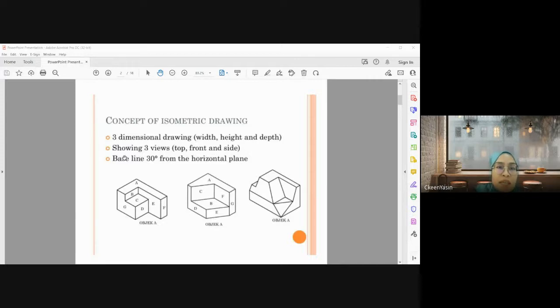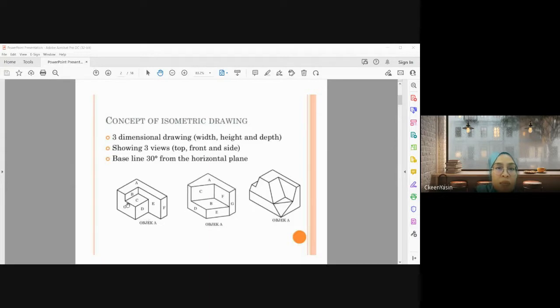The second concept is that it shows three views: top, front, and side. And this is a very important thing: basically the line is 30 degrees from the horizontal plane. Maksudnya, the meaning of 30 degrees from the horizontal plane is this one. Nampak tak? Okay, this one. Later on I will show you the detail of the concept. So let's take a look at the example in the slide.